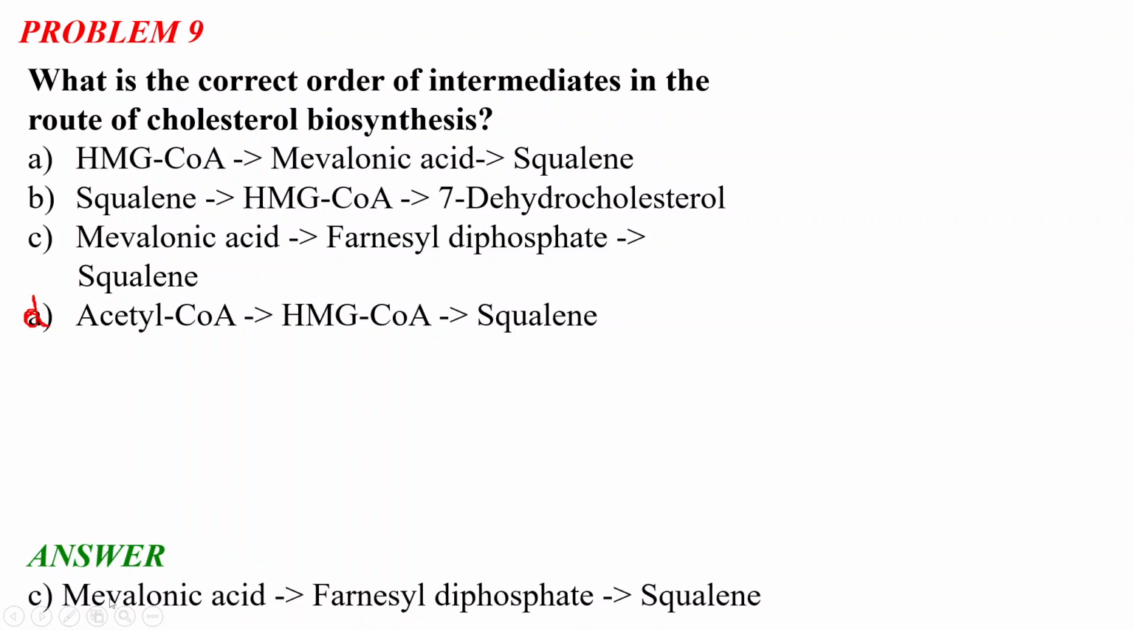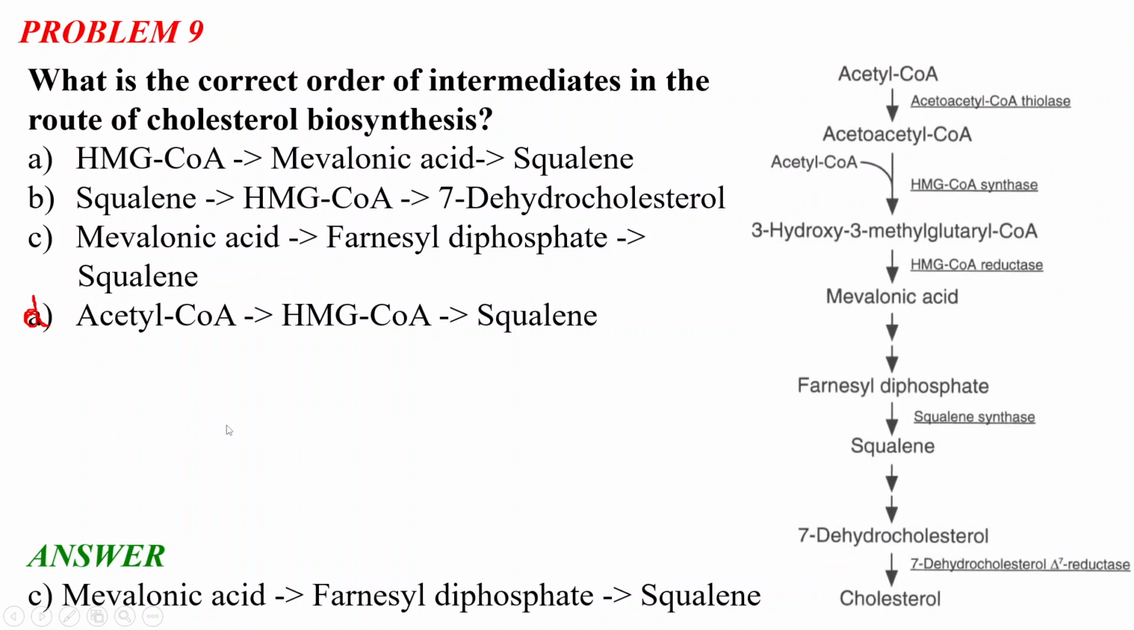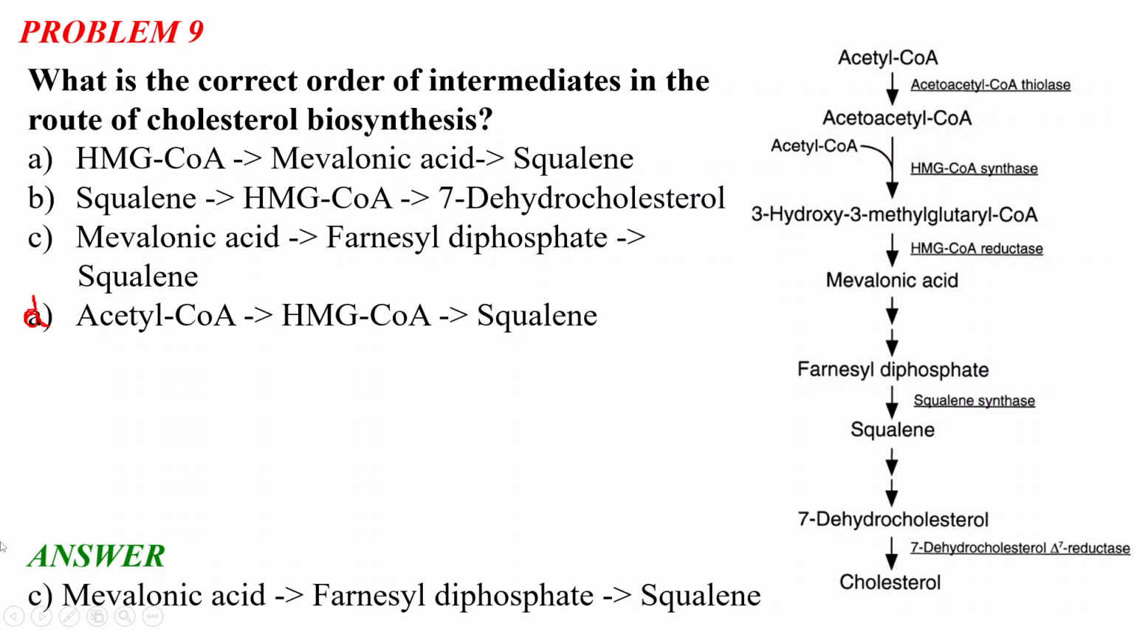The correct answer is C: mevalonic acid, farnesyl diphosphate and squalene. This is the correct order for cholesterol biosynthesis. This is the overall chart. It starts from our very well-known acetyl coenzyme A. In the first step, acetyl coenzyme A is converted to acetoacetyl coenzyme A, and the enzyme helping this conversion is acetoacetyl CoA thiolase. In the second step, acetoacetyl CoA reacts with one molecule of acetyl CoA and forms 3-hydroxy 3-methylglutaryl CoA, and the enzyme helping in this conversion is HMG CoA synthase.